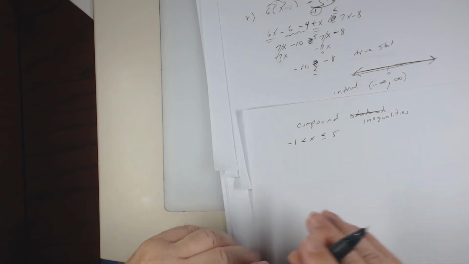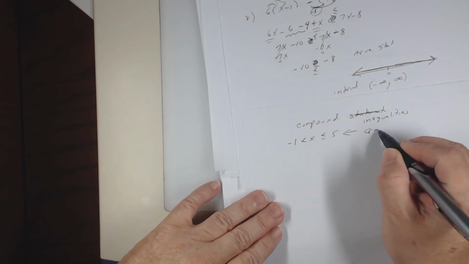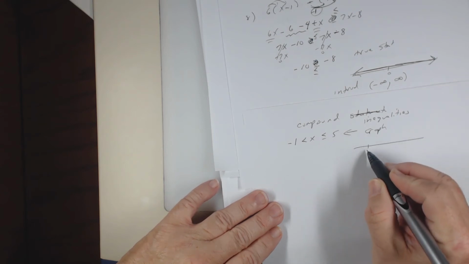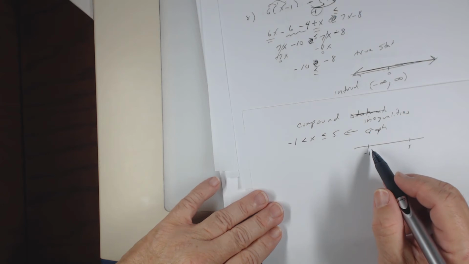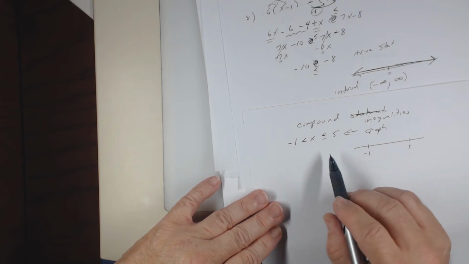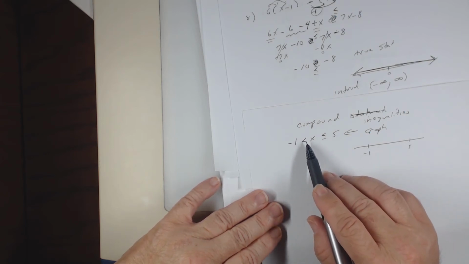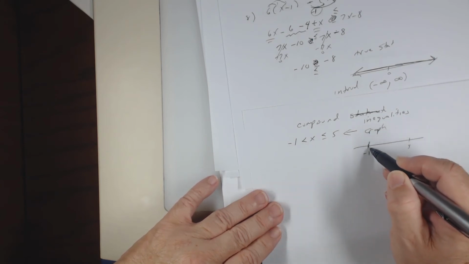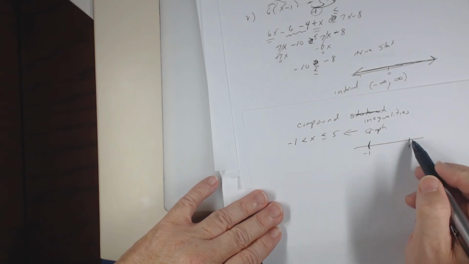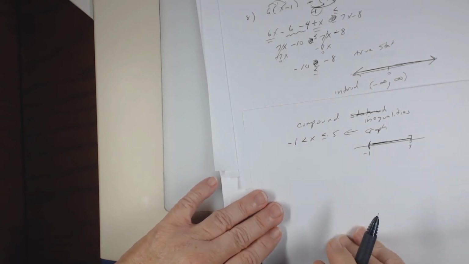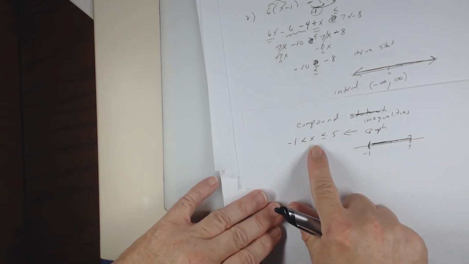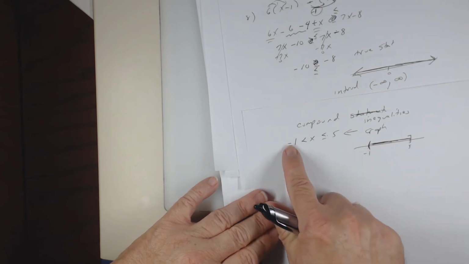So if you were to graph this, you're going to have -1 and you're going to have 5, right? At -1, parentheses, because there's no equal sign. Y'all see that? On 5, a bracket. And I'm pointing to the left because it says less than. I'm shading everything between them. Okay, so there's your graph for that one. So do y'all agree that this says that x has to be between -1 and 5?